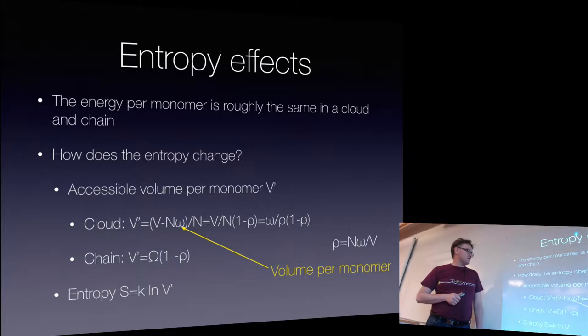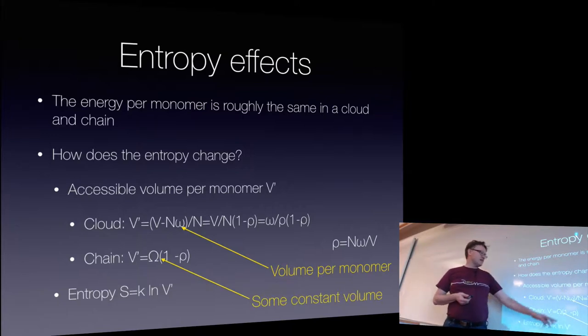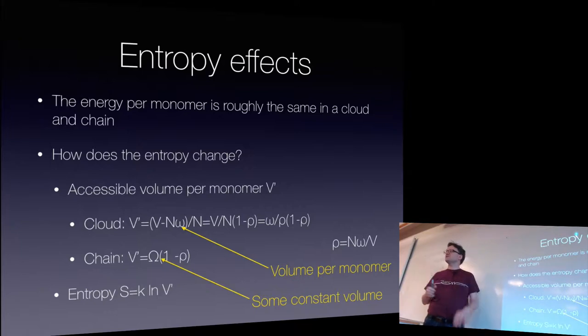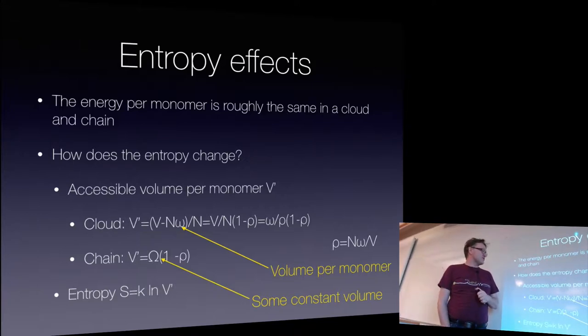While if you're a chain, a chain can't be stretched out or anything, right? So if you're looking locally at the chain, there's going to be some sort of constant volume around my segment, and then the neighbor before me is busy and the neighbor after me is busy, so there's going to be some sort of constant shape around me that I can't access. And at this point you probably start to wonder what on earth is going on with all this math. The point is that the dependence of the available volume per monomer is different in a chain from what it would be in a cloud if they were completely disconnected.